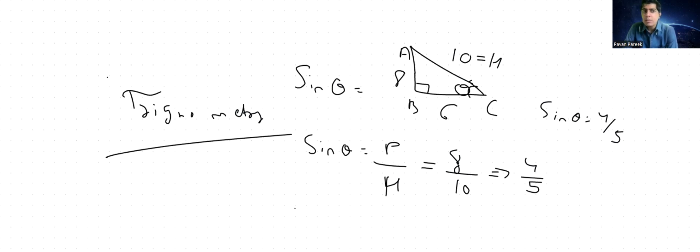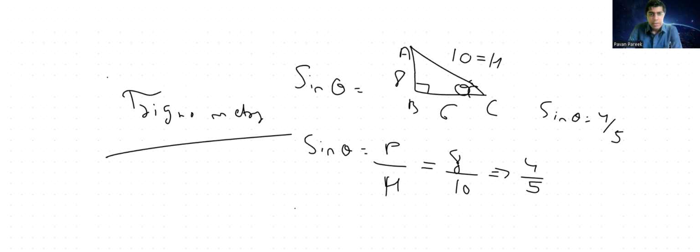And you ask us the value of theta. Sir, how can we find the value of theta? Student, to find the value of theta, I don't think that in class 10 you have to find the value of theta. You just have to find the value of sine theta. And you know what the range of sine theta is?